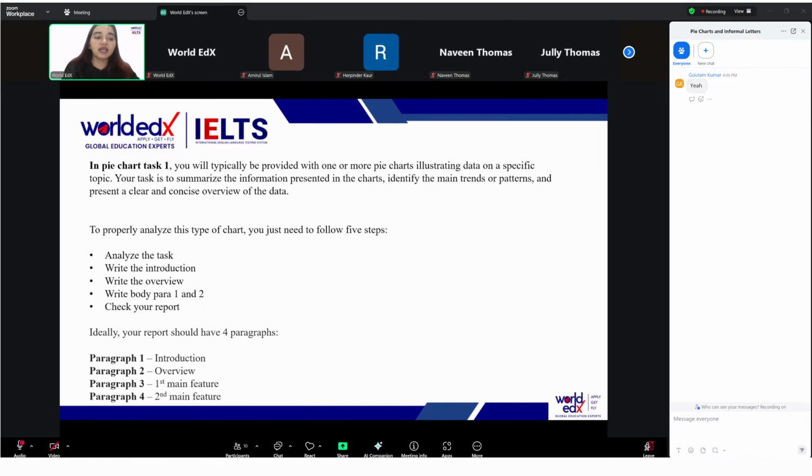And now ideally, again, the report writing should have 4 paragraphs. Introduction, and right after the introduction, you need to have an overview. Then the first main feature, which will contain a combination of the highs, and then you will have paragraph 4, which will contain the second main feature, that would be the lows of the graph. Okay, I hope it is clear.